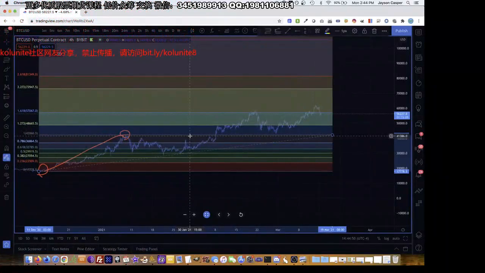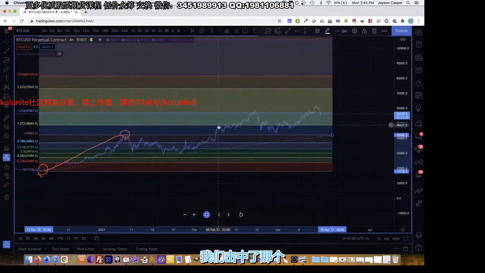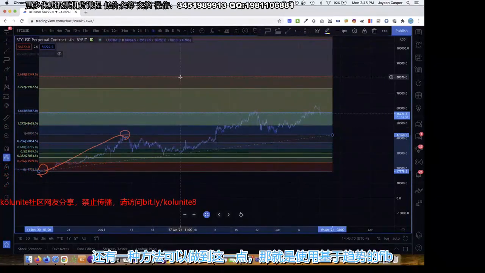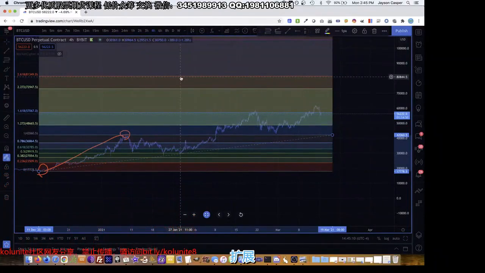And not only that, the 1.272 level, we hit that perfectly as well. And now we're just waiting right up here and right up here to hit those levels. Now there's one more way to do this, and that is to use the trend-based fib extension.